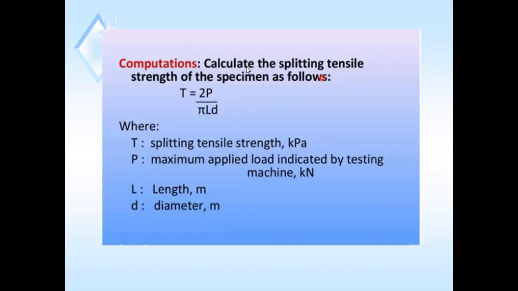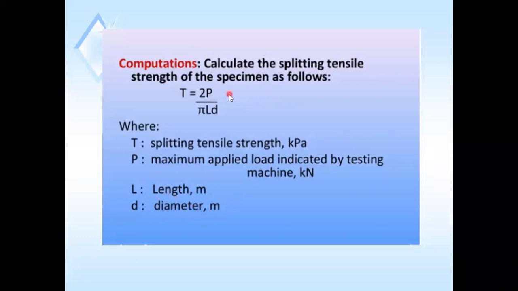So how to calculate this particular split tensile strength? We have the standard formula to determine the split tensile strength. Split tensile strength T equals 2P divided by pi LD, where T is the split tensile strength, P is the maximum applied load indicated by the testing machine in kilonewton, L is the length and D is the diameter.